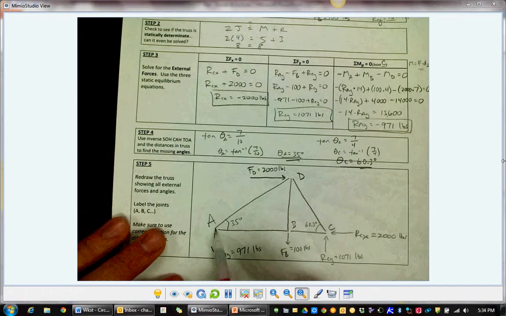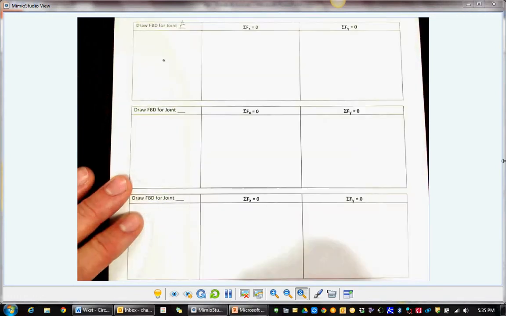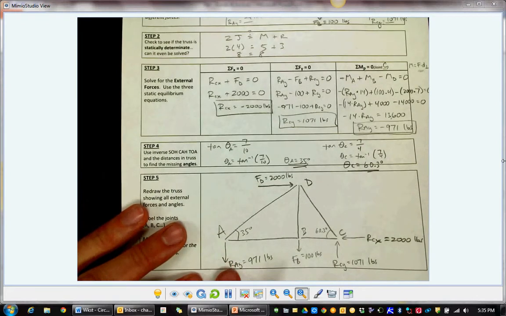I'm going to start with joint A. The reason is I know one force there. There are two unknown forces, so I'll be able to find these two internal forces apart from this work here. So let's draw the forces acting on joint A. All right, what do we have? Let's see. We have RAY downward at 971.